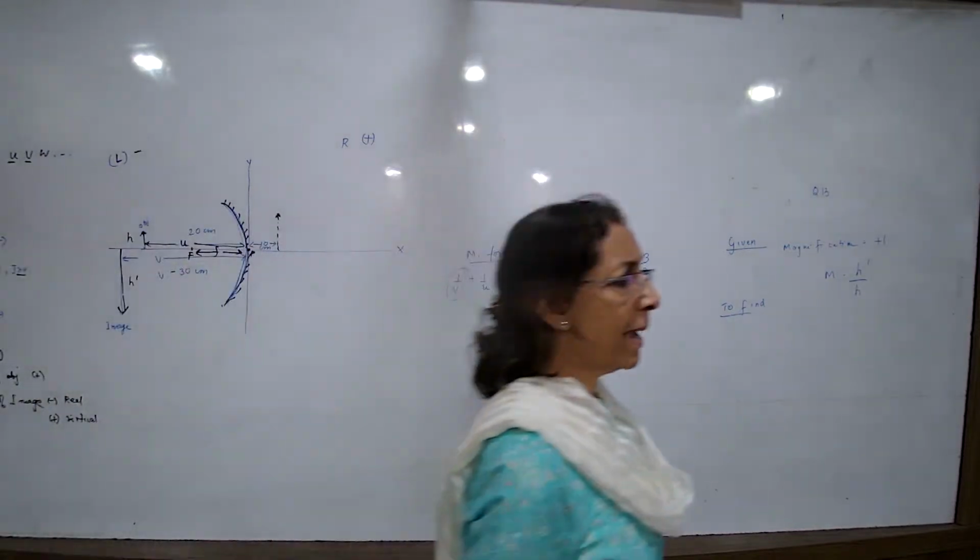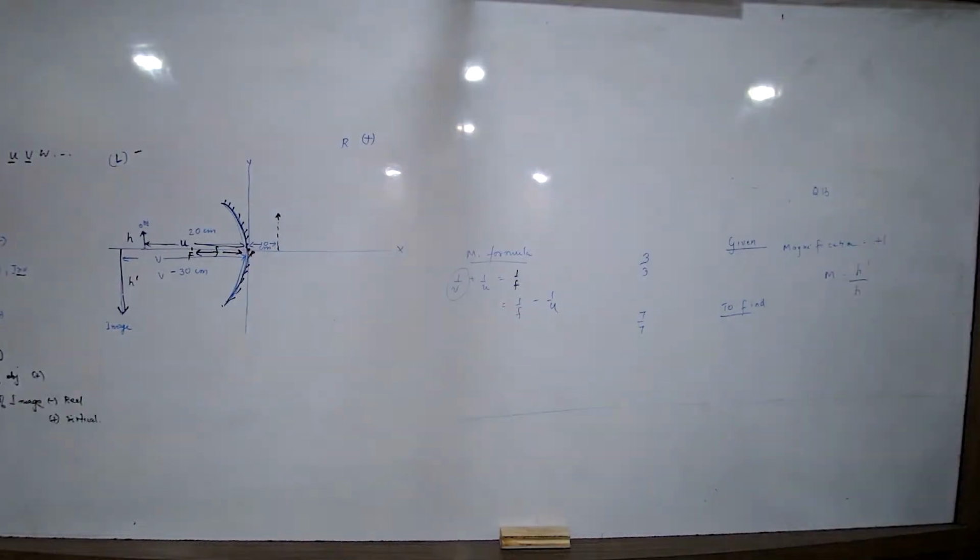Next, write down the magnification formula. It is equal to h dash by h. So that shows that the height of the object is the same as the height of the image.